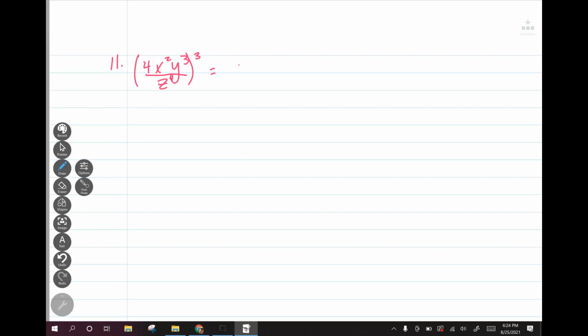So I have 4 cubed, which is 64. I have x squared cubed. You multiply the two exponents, so that's x to the 6. Multiply the two exponents, that's 9. Multiply the 4 and the 3 here, 12. So that 3 needs to apply to everything. Make sure that you actually cube the 4, not multiply it by 3, and that you multiply all of your exponents.